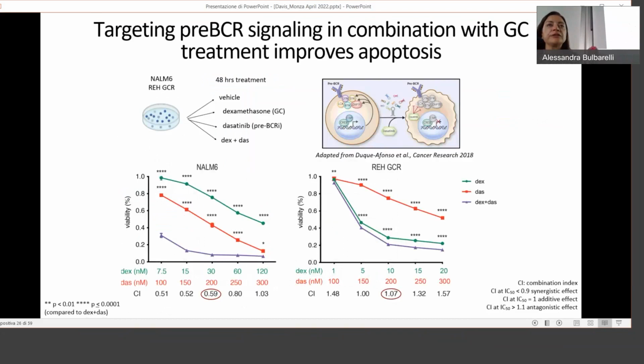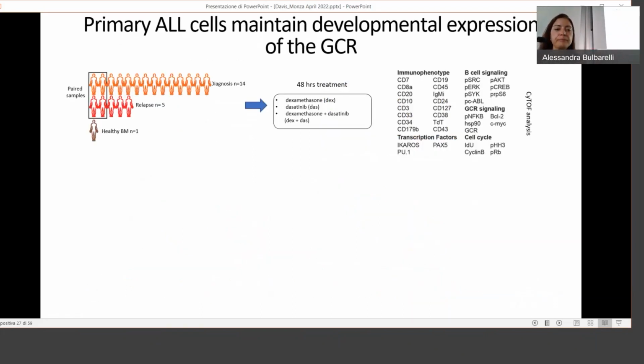Yolanda then just decided to see if we could target that activated signaling by adding dasatinib, which will, again, target a very upstream protein of the pre-BCR, which is SRC, and added dasatinib into culture with these cells. And we could see that, with increasing dexamethasone and dasatinib concentrations, we had decreased viability in both cell lines with the addition of dasatinib. So suggesting that with the resistant cells, adding this inhibition of that signaling, we could get improved cell killing.